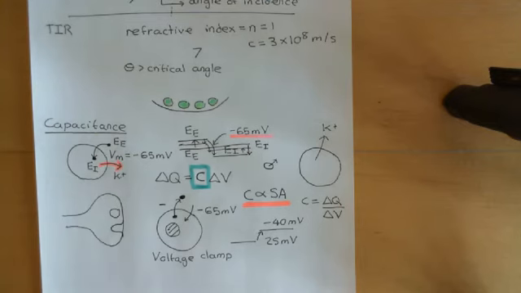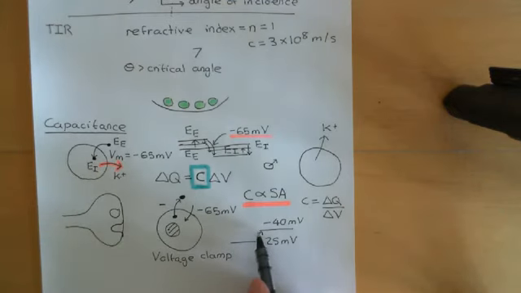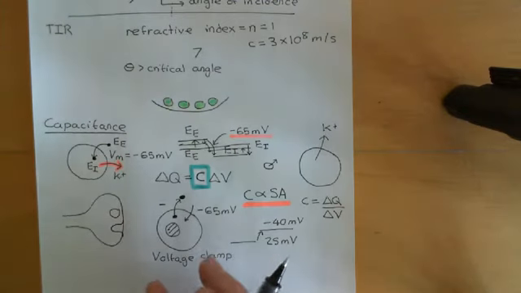Now, in reality, it's far more complicated than that, because you can't just instantaneously step up the electrical potential difference from negative 65 to negative 40 millivolts. And as soon as you change the electrical potential difference from the resting membrane potential to something else, suddenly you're going to have net movements of charge across the cell membrane through ion channels, and that complicates the matter.